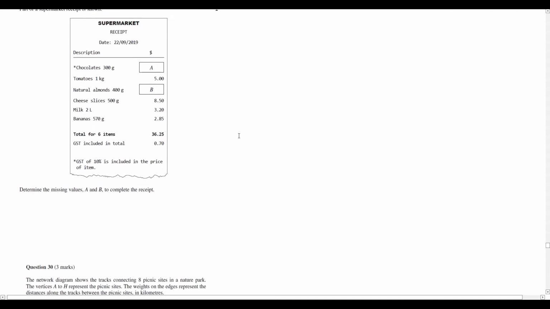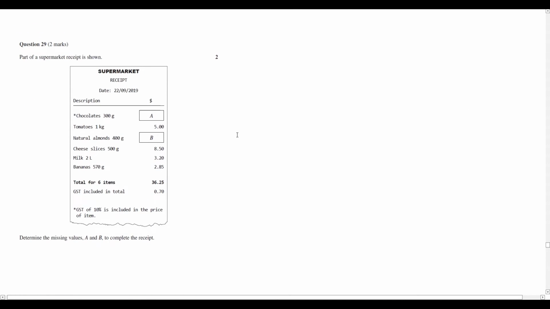Okay, question 29. Part of a supermarket receipt is shown. So we've got all of our info there. It says determine the missing values A and B to complete the receipt. The key here is that for chocolates, it says that GST of 10% is included in the price of the item. So if A has the GST included in the price, that means everything else doesn't have any GST.